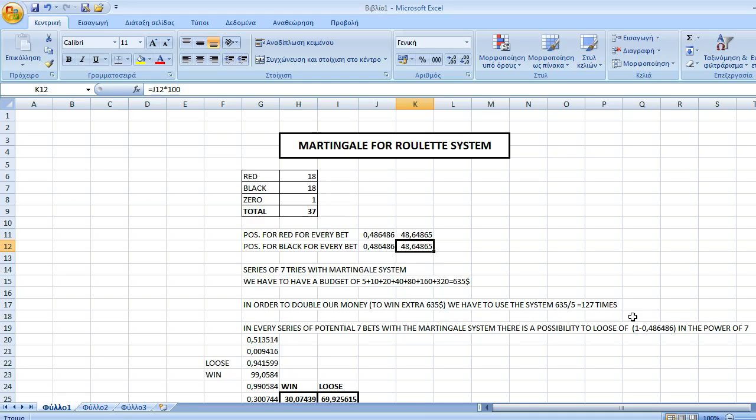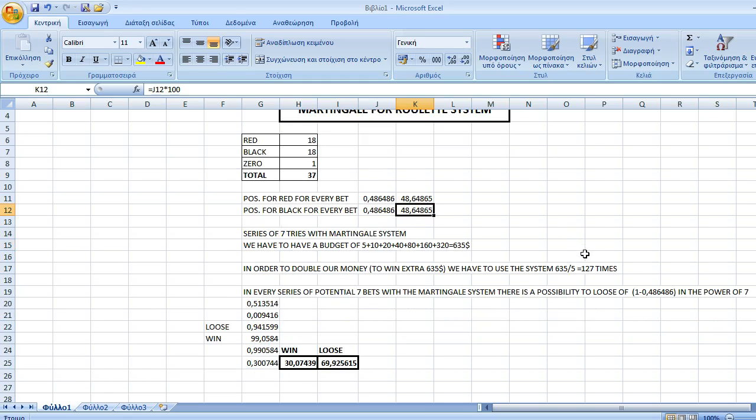in every series of bets, we could win $5. Our first bet, this is our win. So we have to use this system 127 times in order to win.